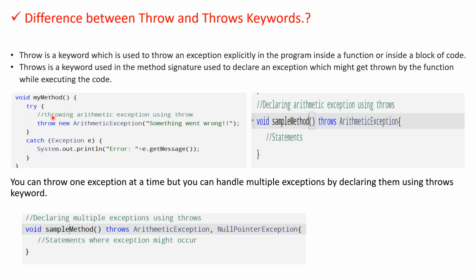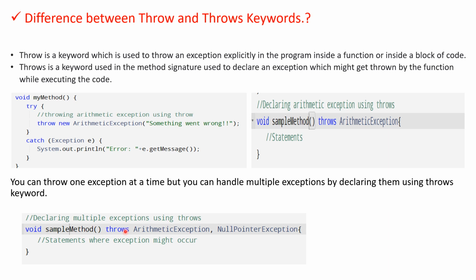So this is throw and throws keyword in Java. You can throw one exception at a time, but you can handle multiple exceptions by declaring them using the throws keyword. So what it is saying is, if we are going to throw an exception, we can do that only one at a time. But if you are declaring in the method signature, we can handle multiple exceptions. For example, see here, declaring multiple exceptions using throws keyword.